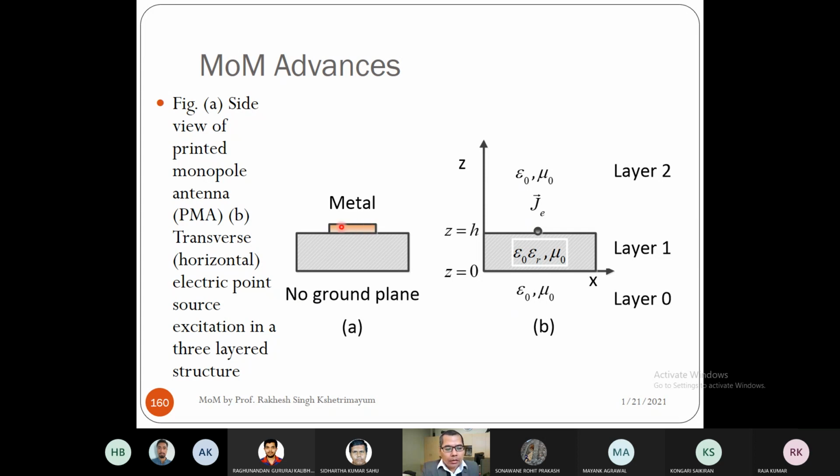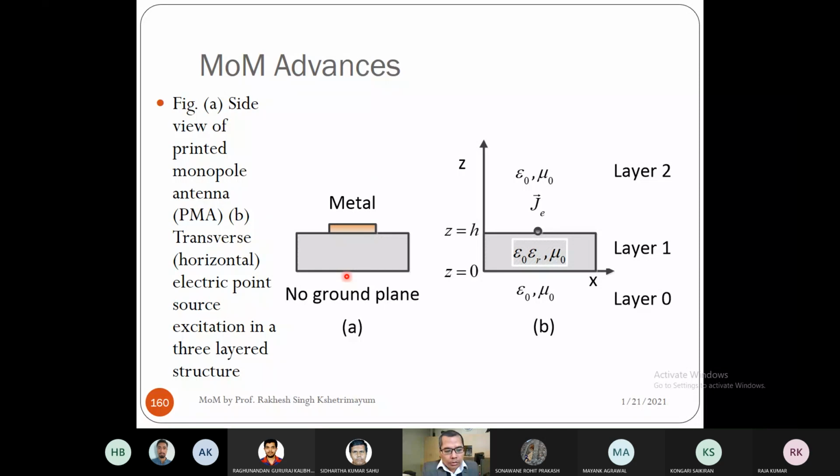This structure here with the brown color is basically a metal. You are printing this over a substrate. It could be an FR4 board, PCB board, it could be a silicon substrate, it could be a germanium substrate, any kind of substrate. You print it, and here also you have a metal ground. But let's assume that there is no metal here. You just have a substrate and you are printing a metal here.